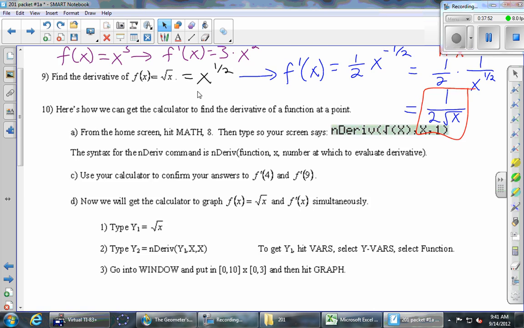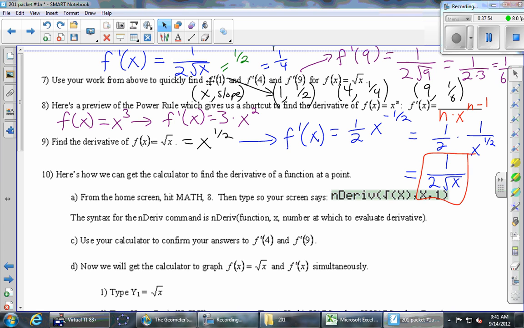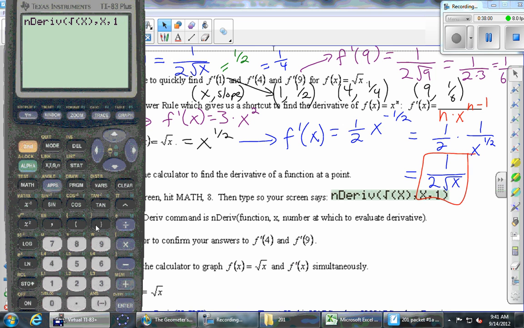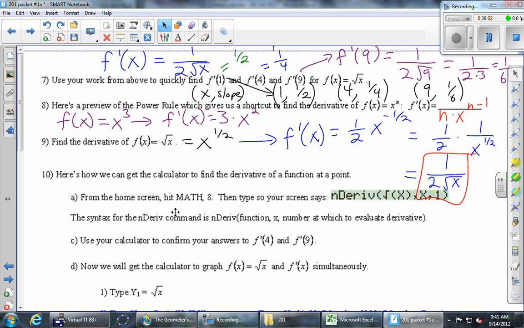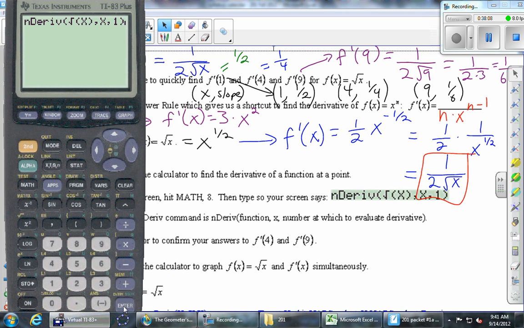Now, we did the derivative up at the top here at 3 different points. We found f prime of 1, 4, and 9. Let's do each of them, but one at a time. So if I just say 1, what did we say the derivative was? F prime of 1 was 1/2. If I hit enter right here, what do we get?